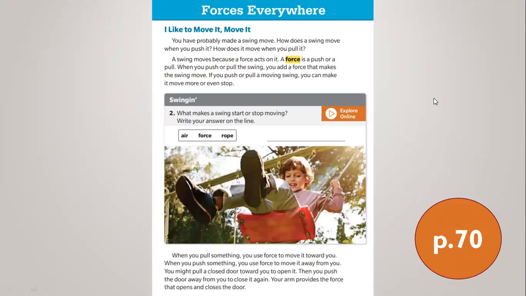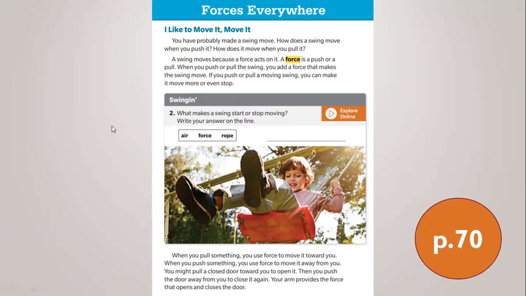And here, I'd like to move it. In page 70, you have probably made a swing move by giving it a force. So here we can find the meaning of the word force. Circle force, and we can find out that force is push or pull. When you push or pull the swing, you add force that makes the swing move. When you push it, moving it away, or pull it, moving it close, your swing will move. If you push or pull a moving swing, you can make it move or even stop.